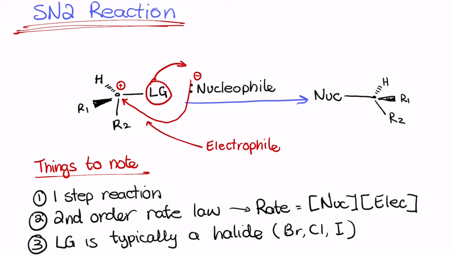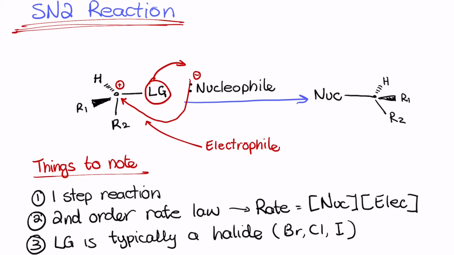Now, an important thing to point out is that this is a one-step reaction. The reason why it's called an SN2 is because it has a second order rate law. Essentially that means the rate of this reaction is determined by the concentration of this electrophile, as well as the concentration of the nucleophile. So if we increase the concentration of either of those two compounds, you'll get an increase in the rate of this reaction. It's also important to point out that this leaving group is usually a halide, something that's very comfortable with having a negative charge because it is such an electronegative atom.